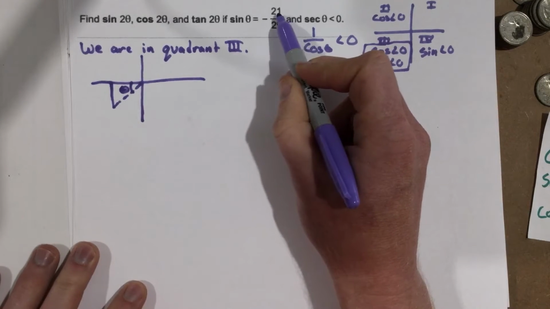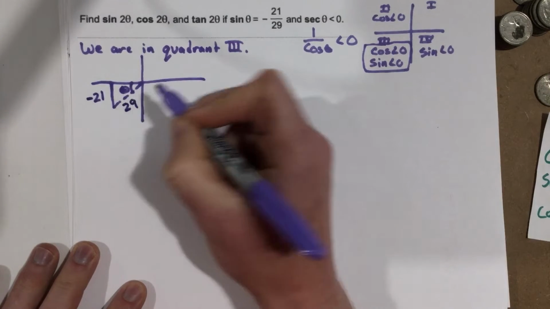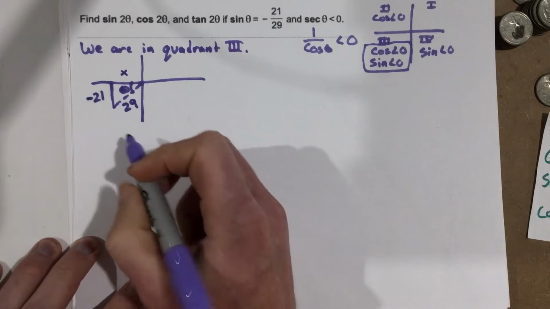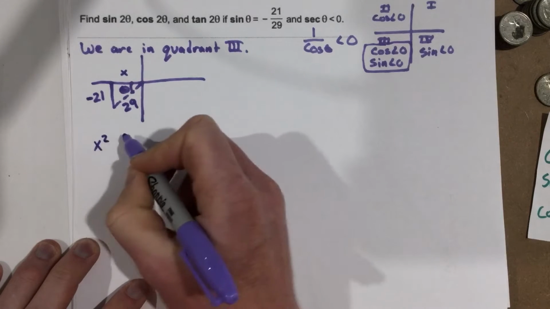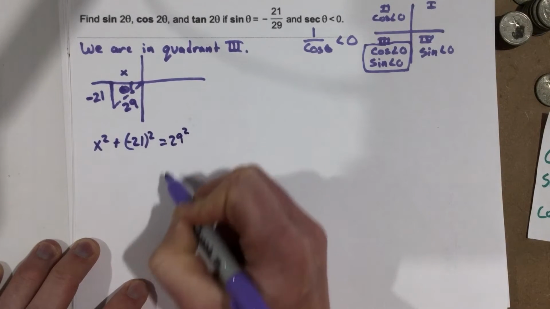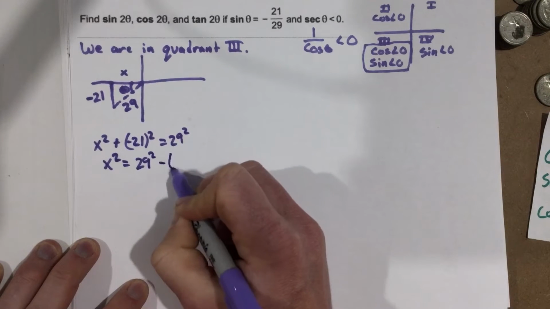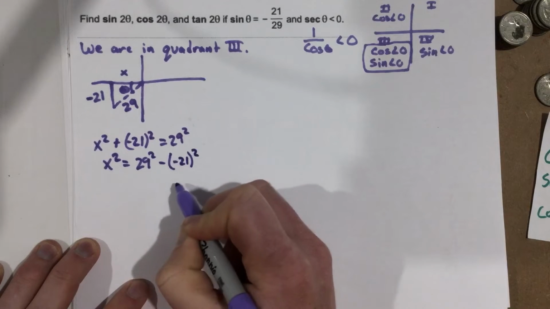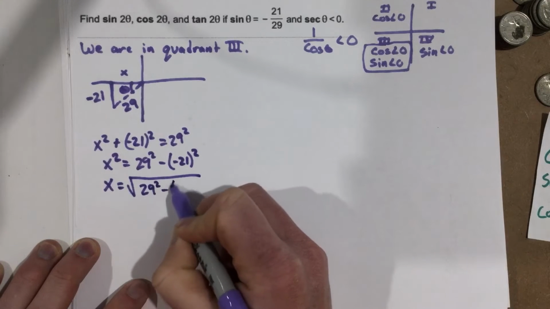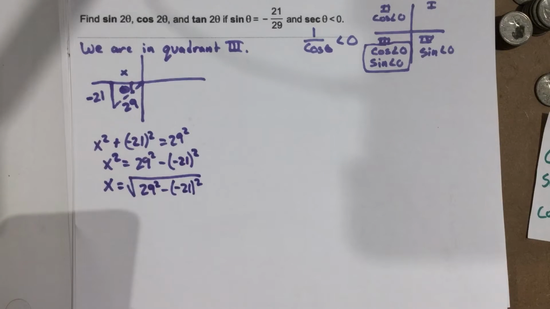Now they tell us sine is negative 21 over 29. Well, negative 21, opposite would be here, over 29. I need to find this spot here. So let's go ahead and mark this as x, use the Pythagorean Theorem. So x squared plus negative 21 squared equals 29 squared. So x squared equals 29 squared minus negative 21 squared. And x is going to be the root of 29 squared minus negative 21 squared. And we only want the positive version there with the root because we're talking about a distance here.